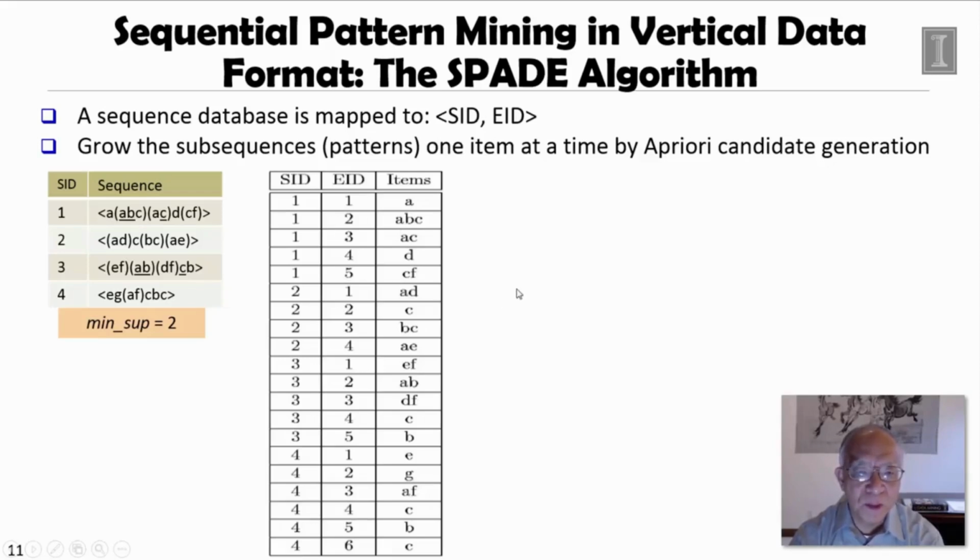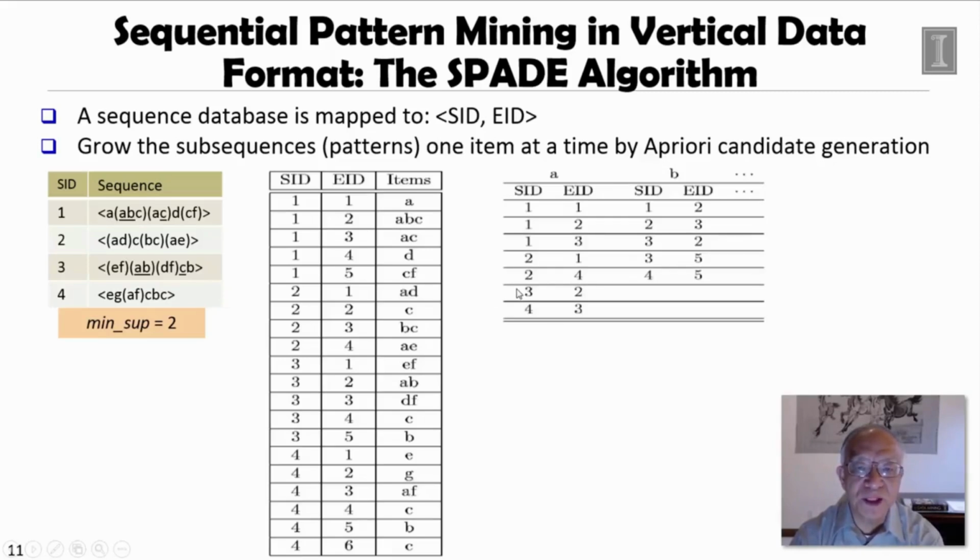Then we can transform this into vertical format. That means we just look at where A occurs and where B occurs. A occurs in sequence 1, element ID 1, sequence 1, element 2, and also sequence 1, element 3. So you get this. The same way, you can get sequence IDs 2, 3, 4. Similarly, for B, you can find where B comes: sequence 1, element 2. So you get 1, 2.